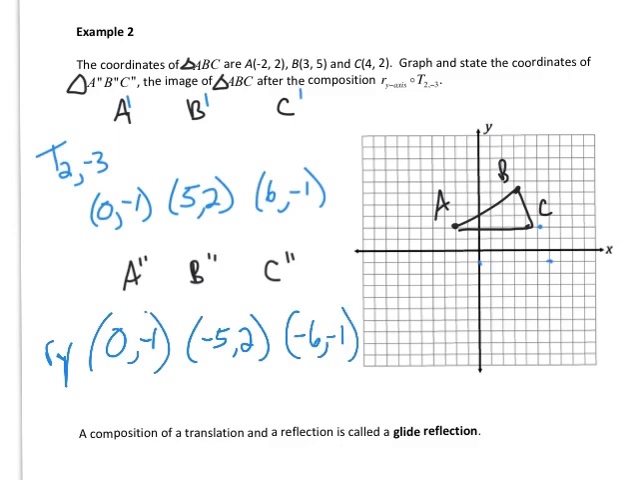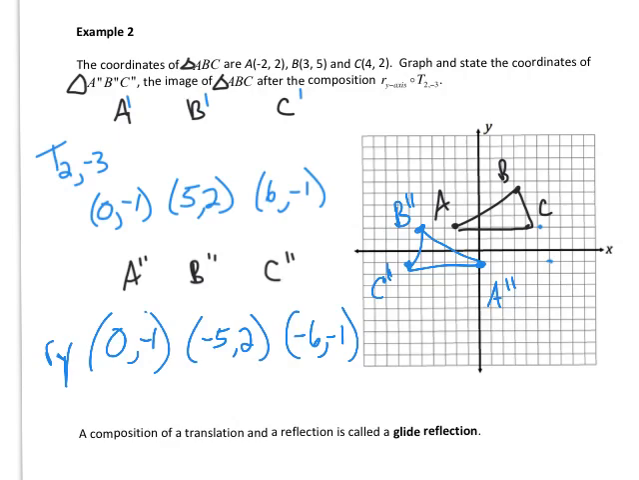So here's my final triangle. 0, negative 1. A double prime is in the same spot as A prime. B double prime is negative 5, 2. So it's up here. There's B double prime. And C double prime is negative 6, negative 1. And there it is.